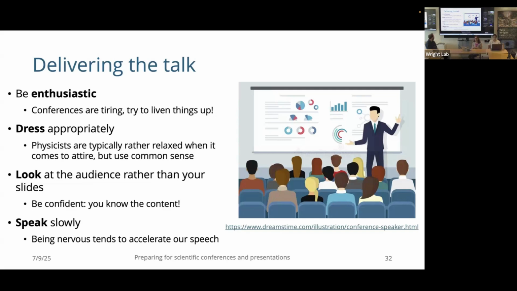Try to appear professional. Look at the audience rather than your slides. If you've practiced enough, you shouldn't need to look at your slides that much. So looking at your audience is always more effective.